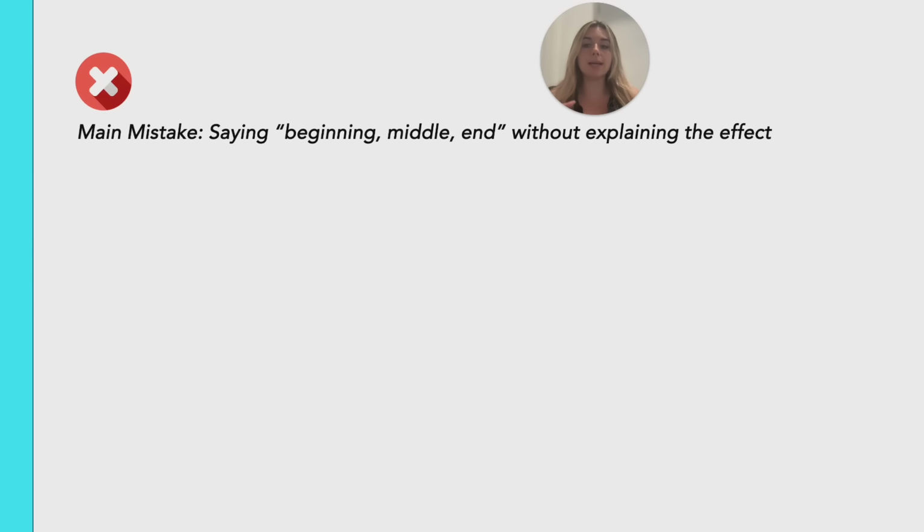Now, the number one mistake that students make is they'll be saying like the beginning, middle, end without explaining the effect. So this goes for basically any technique, is they'll give the technique, they'll say, oh, the beginning starts like this, but the middle goes like this, or they'll say about a shift in focus. The writer focuses on the ocean, then they focus on the fish, but they won't explain the effect.